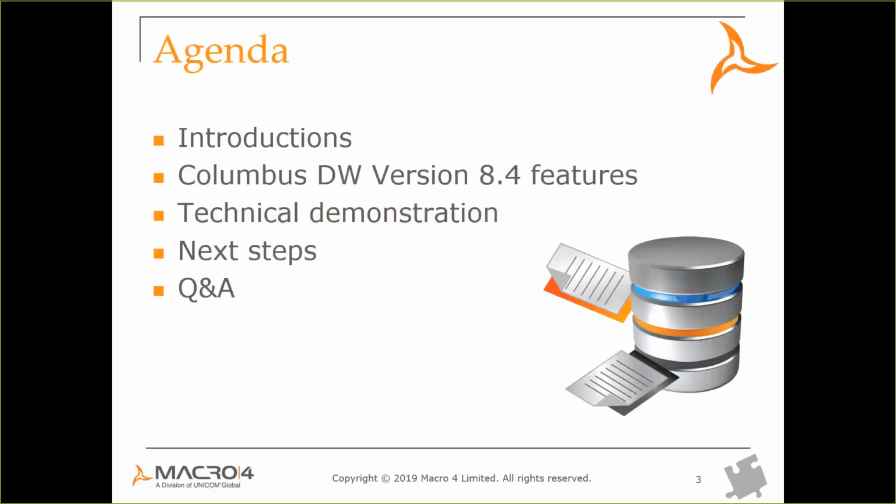Okay, this is the agenda then. So just run through a few of these items for you. We're going to start off with a couple of introductions. And then we'll be running through the updated Columbus DW version 8.4 features before providing a demo of the plugin-less web user interface. And then we'll be letting you know the next steps to upgrade to version 8.4 of the product. And all this, of course, will be followed by a Q&A session at the end, as I mentioned already.